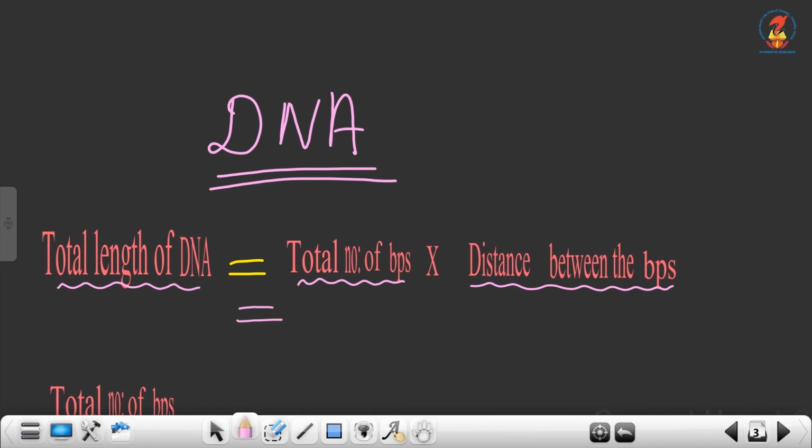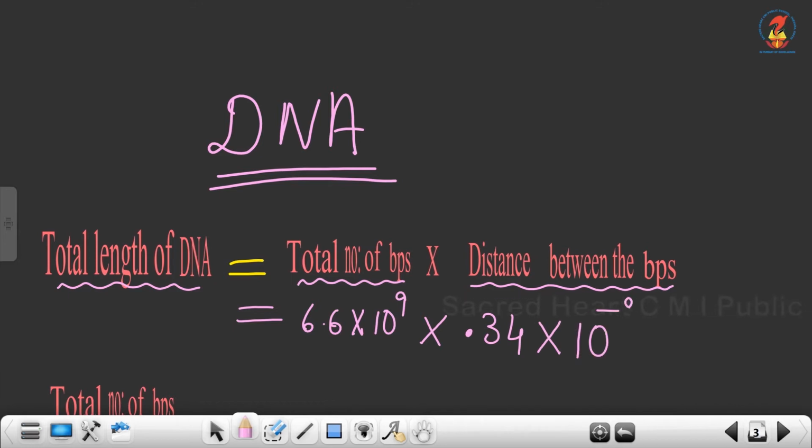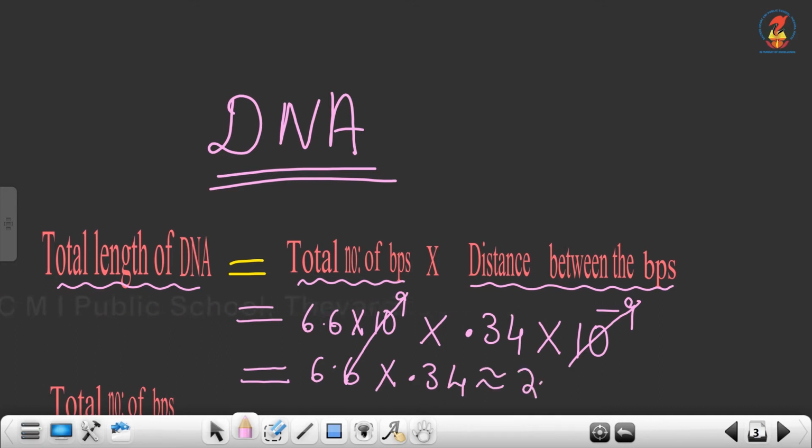The total number of base pairs in human beings, or in the cell of man, is 6.6 into 10 raised to 9, which means 6.6 billion base pairs are there in the DNA. And that into the distance between consecutive base pairs we have just calculated earlier. What is the distance? It is 3.4 divided by 10, which is 0.34 nanometers. Now, we cannot continue with nanometers, we have to give the SI unit, so we go for meters. To convert nanometers into meters, we multiply by 10 raised to minus 9. So, this gets cancelled, and 6.6 into 0.34 is approximately 2.2 meters.